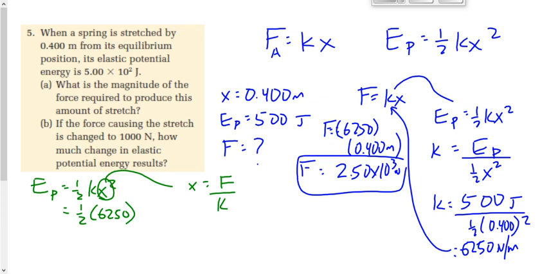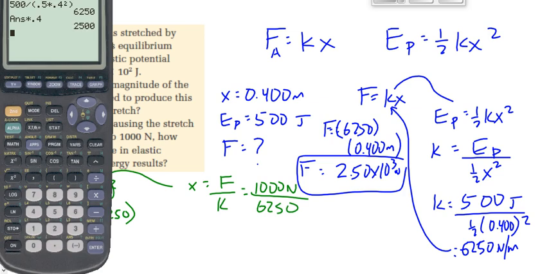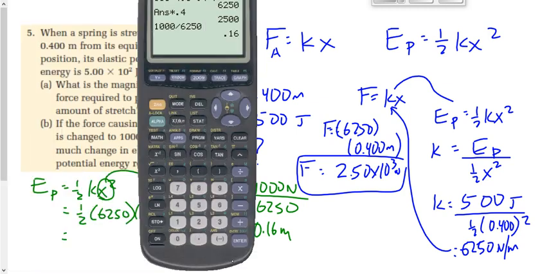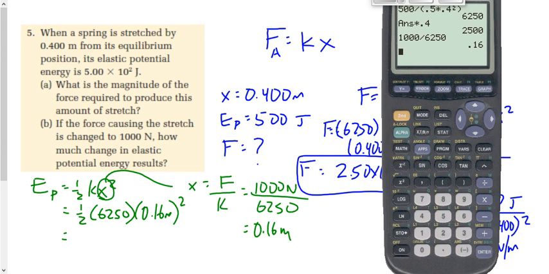Hooke's law again, F is equal to kx, but this time solve for x. The force is 1,000 newtons this time, and k is 6250. So let's get that value. Gives me 0.16. Let's figure out what Ep is here now. 0.16 squared times 0.5 times 6250 gives me 80.